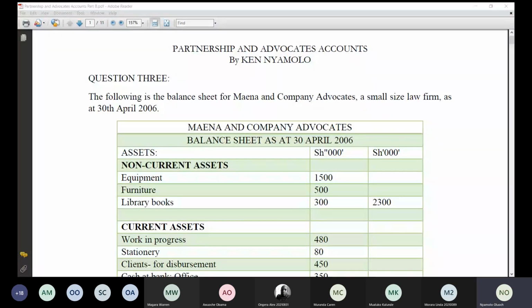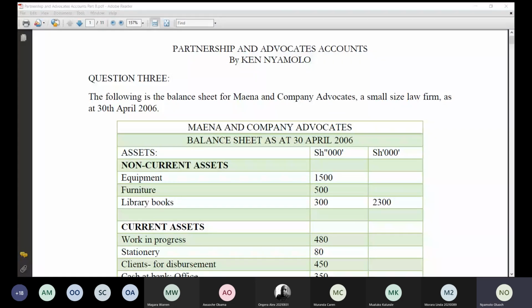So the documents have actually been shared, and from our previous meeting, we'd seen how we make year-end adjustments. I think we also agreed on how to prepare the income statements for some question. That was question 3 in our LPM question paper. So then I was to add another question, which I've shared for the advocate's accounts.